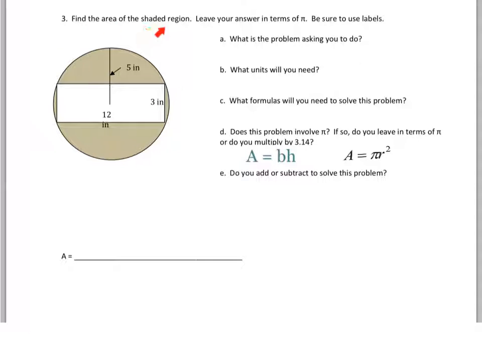Alrighty, find the area of the shaded region. Leave your answer in terms of pi. Be sure to use labels. So what's the problem asking us to do? Well, technically we're going to be finding a circle minus a rectangle. Notice that rectangle we have punched out of the center here. So circle minus a rectangle.